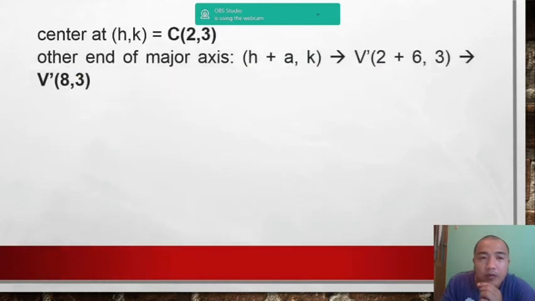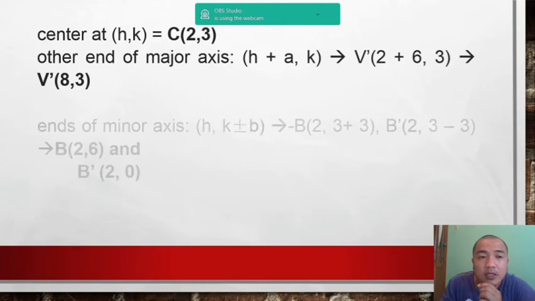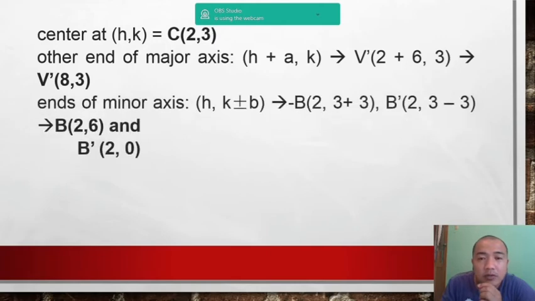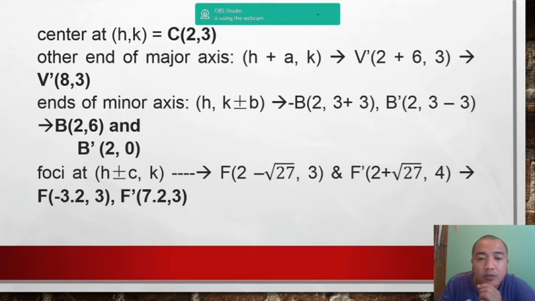So, from the equation, the center is at 2, 3. Then, the other end of the major axis is at 8, 3. Ayun, h plus a, 2 plus 6, 3. So that means 8, 3. Ends of the minor axis, yun, 2, 3 plus 3, 2, 3 minus 3, or 2, 6, 2, 0. Right? Then foci, 2 minus square root of 27 is negative 3.2. 2 plus square root of 27 is 7.2. Okay? And this should be 3 pala yun.